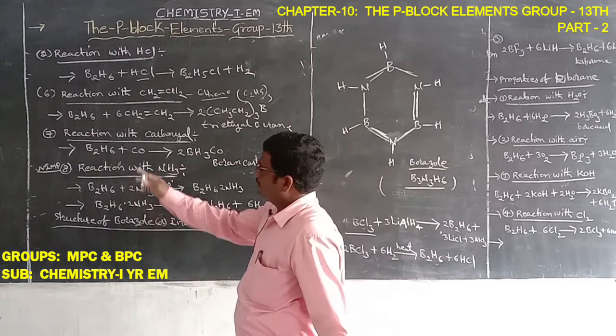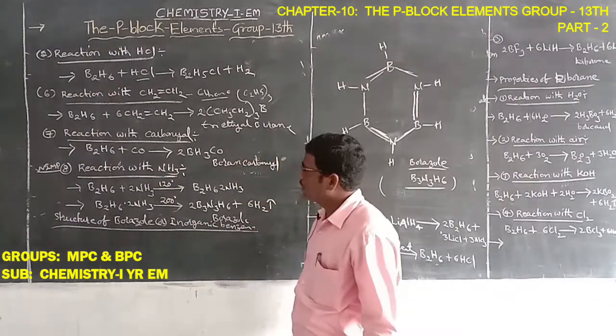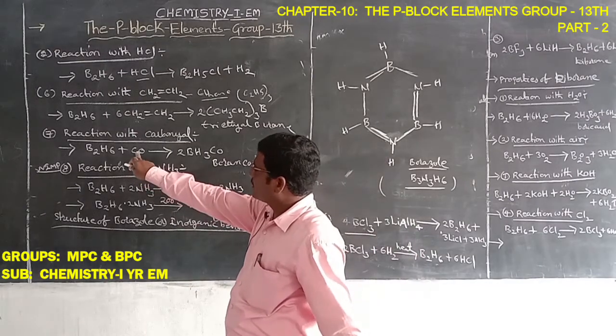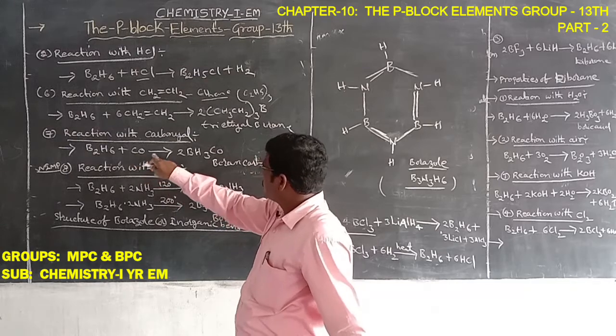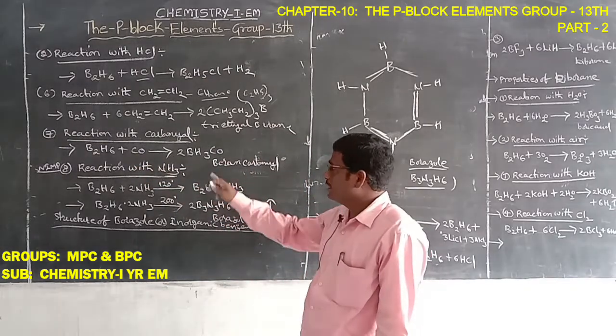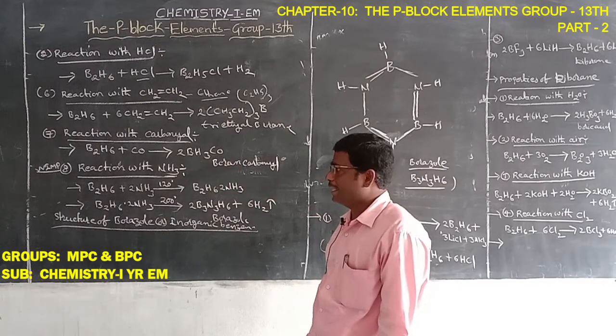Next, the seventh one is the reaction with carbonyl compound. CO is also known as a carbonyl compound. Diborane reacts with the carbonyl compound to form borane carbonyl. 2 moles of BH3CO, also known as borane carbonyl, is obtained.